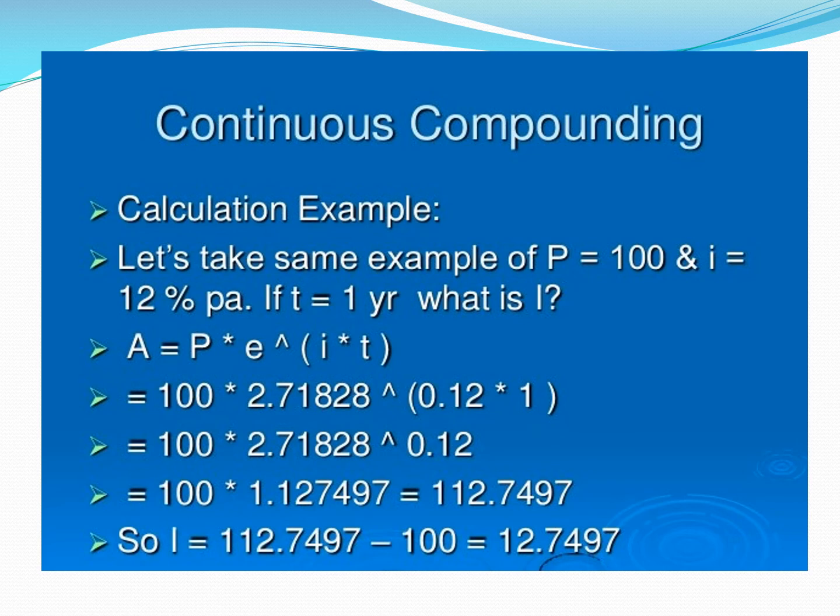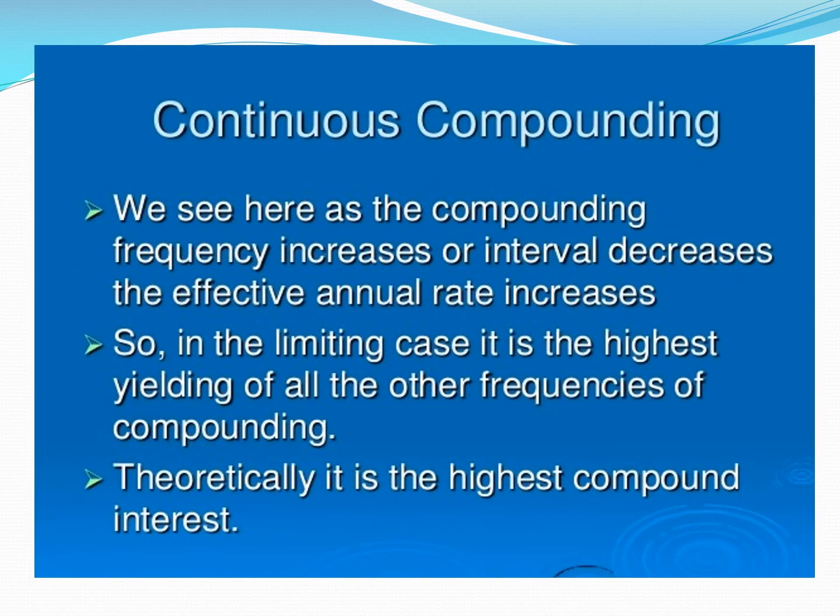Therefore, the interest is 112.7497 minus 100, equal to 12.7497 rupees. We see that as the compounding frequency increases, or the interval decreases, the effective annual rate increases. So in the limiting case, it is the highest yielding of all the other frequencies of compounding. Theoretically, it is the highest compound interest.